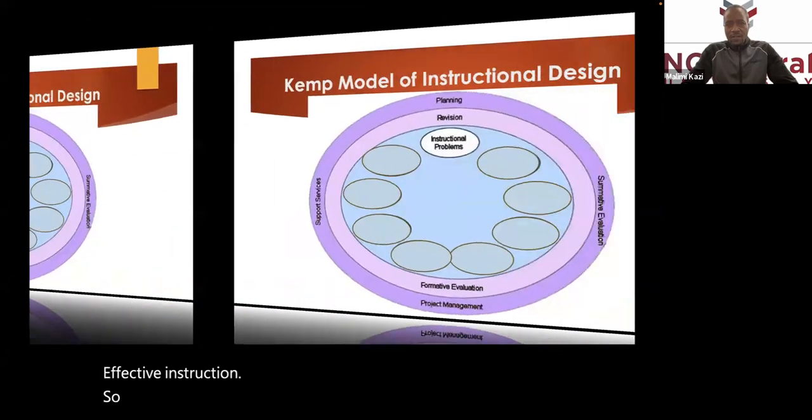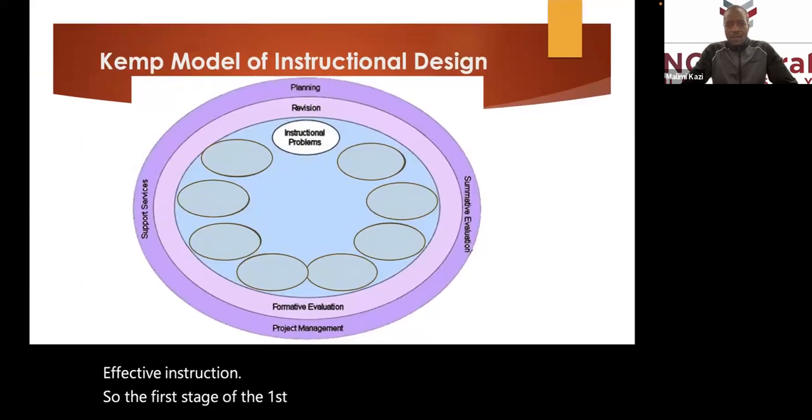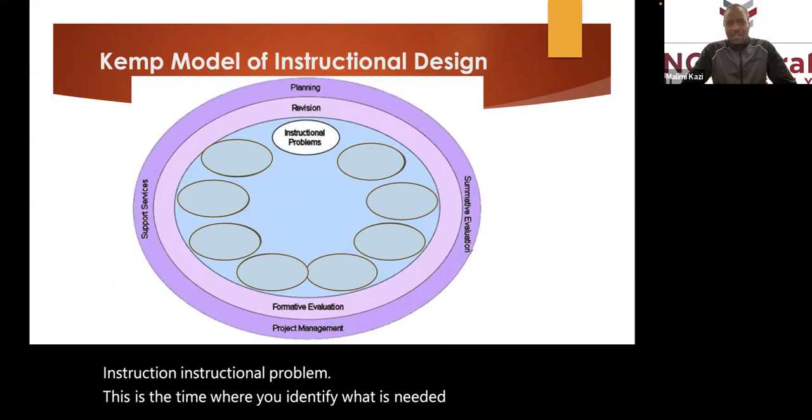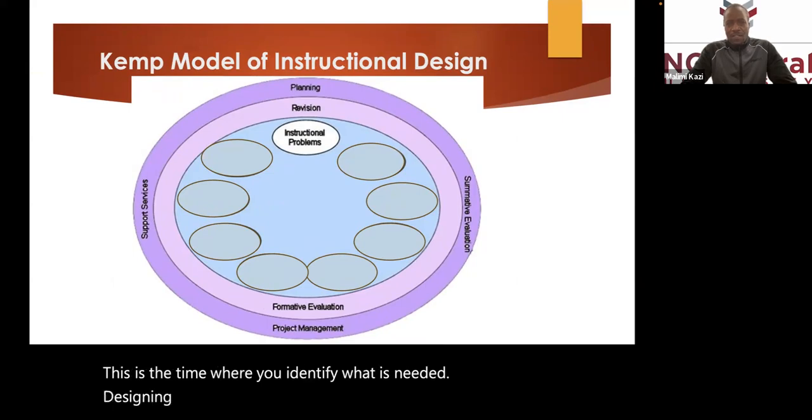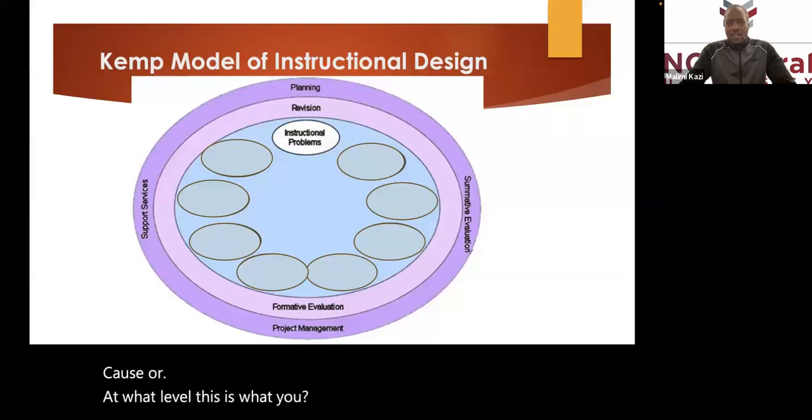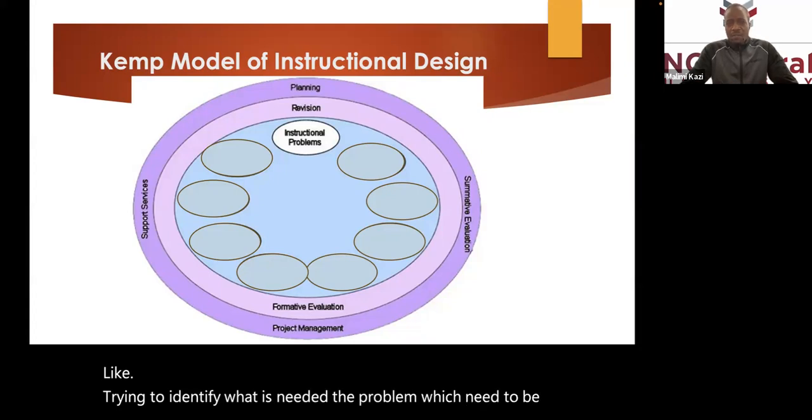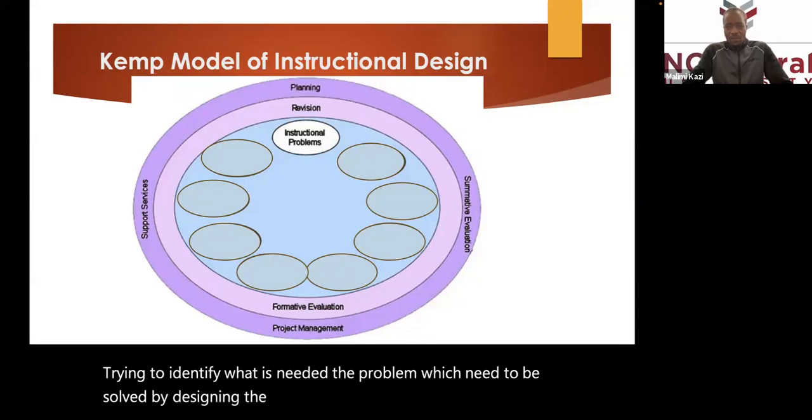So the first stage or the first element is instructional problem. This is the time where you identify what is needed, designing instruction for what course or at what level. You are trying to identify the problem which needs to be solved by designing the instruction you are supposed to design.